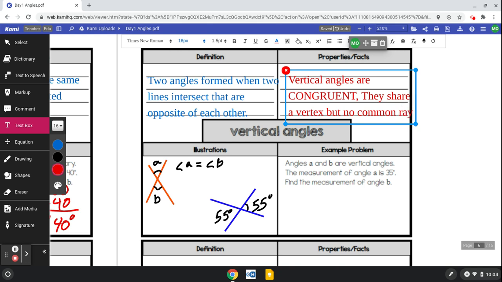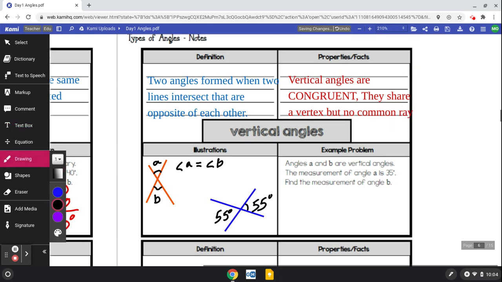What's a vertex? So we need to talk about what a vertex is. Your vertex is where the two lines intersect. That's your vertex. And when it doesn't share a common ray, this is one ray. Here's another ray. They're not sharing the same ones. Yes, they are connected, but they are only connected by two lines intersecting. Those lines are your rays.